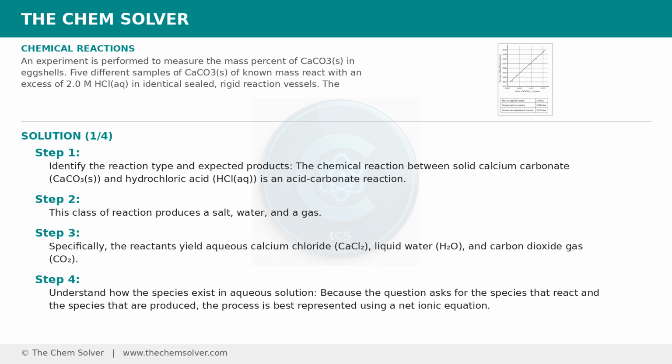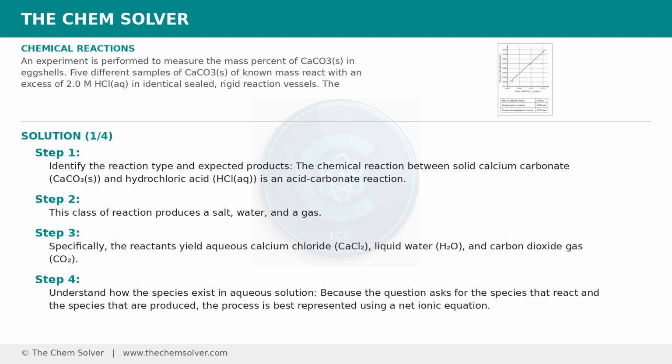Identify the reaction type and expected products. The chemical reaction between solid calcium carbonate, CaCO3, and hydrochloric acid, HCl, is an acid-carbonate reaction. This class of reaction produces a salt, water, and a gas. Specifically, the reactants yield aqueous calcium chloride, CaCl2, liquid water, H2O, and carbon dioxide gas, CO2.